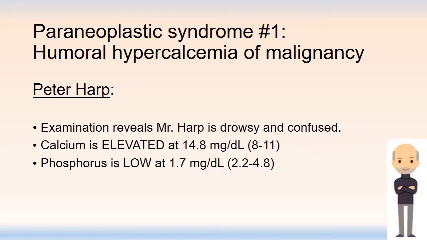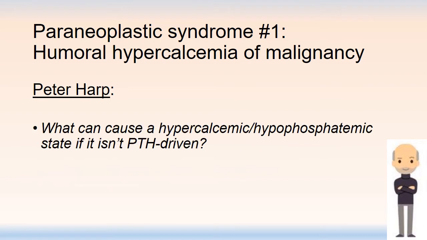On examination, Mr. Harp is definitely drowsy and confused. His calcium level is elevated at 14.8. His phosphorus is low at 1.7. Now, this should trigger the thought of parathyroid hormone because this would be classic for either primary or secondary hyperparathyroidism. But you check a PTH level and it's actually suppressed. It's low. The next question to ask is, what would cause a hypercalcemic hypophosphatemic state if it's not driven by PTH?